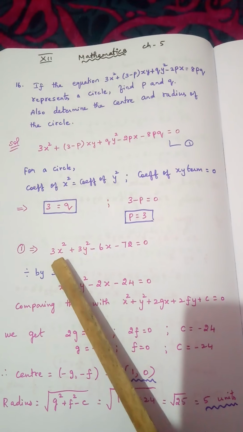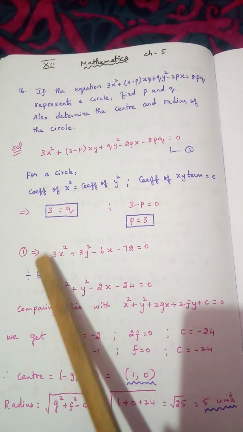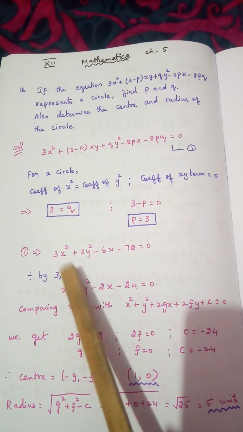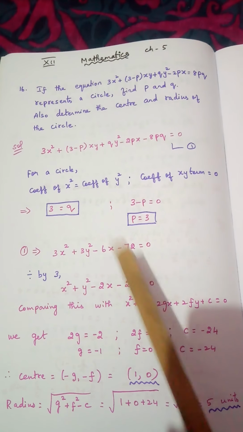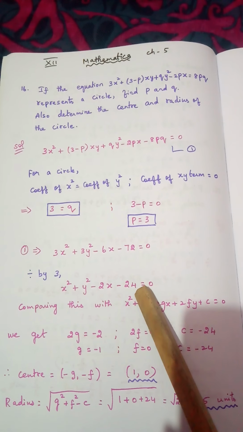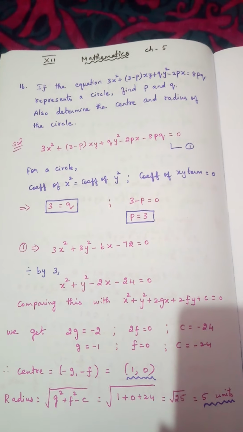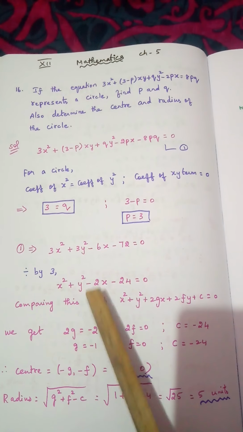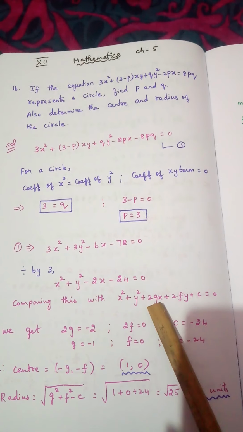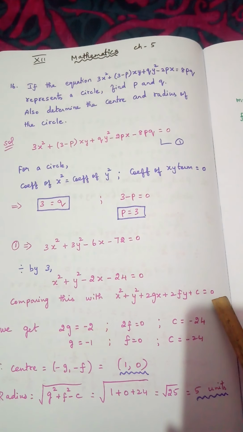Now the next step is we are going to divide this entire equation by 3, because each and every term is a multiple of 3. So we will get this. 6 will become 2, 72 will become 24. What we are doing? Dividing by 3 tables. Now comparing this equation with the general equation of the circle, x square plus y square plus 2gx plus 2fy plus c equal to 0.